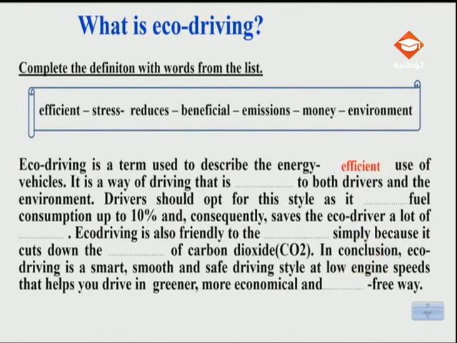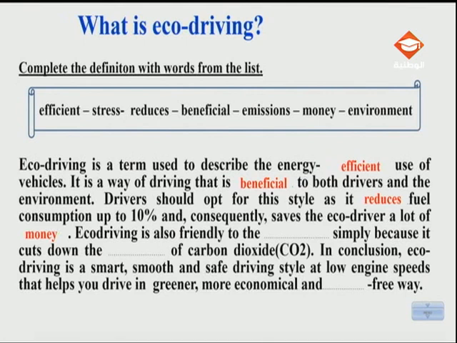Excellent. It is a way of driving that is beneficial to both drivers and the environment. I felt I needed a positive adjective. Drivers should opt for this style as it reduces fuel consumption up to 10%, and consequently saves the eco-driver a lot of money. Eco-driving, thank you, Miss. Great job.